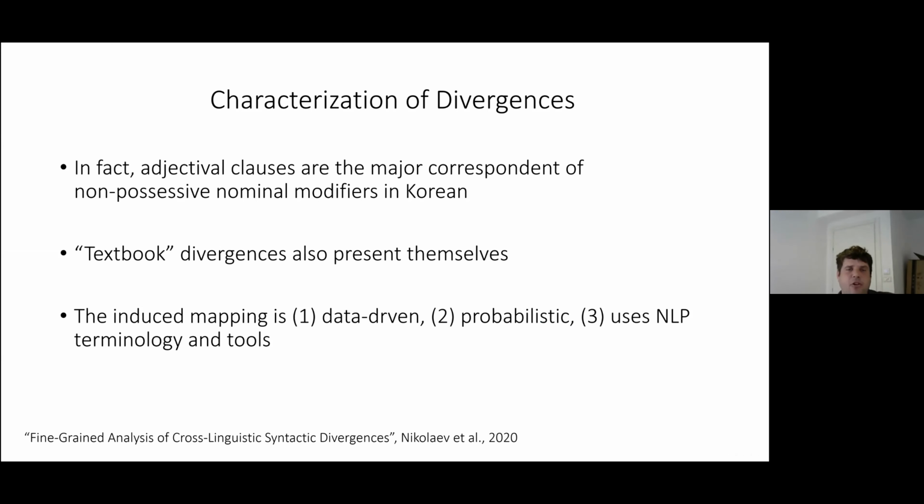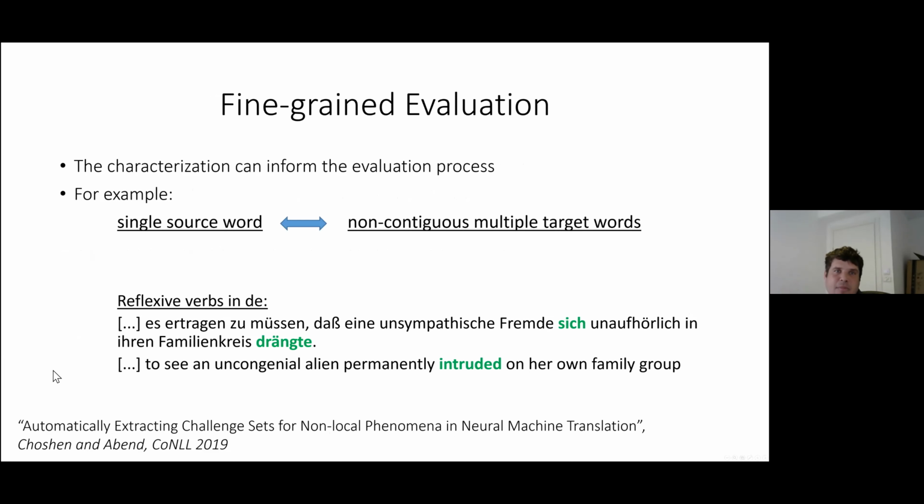More importantly, for my purposes here, the induced mapping is data-driven, probabilistic, and uses NLP terminology and tools, which now we can take this language, right, the UD path language, and go and apply it to evaluation, right? So basically, we can now go and test our systems and try to see what divergences are difficult for them to bridge across. So which ones result in reduced performance and which ones do not.